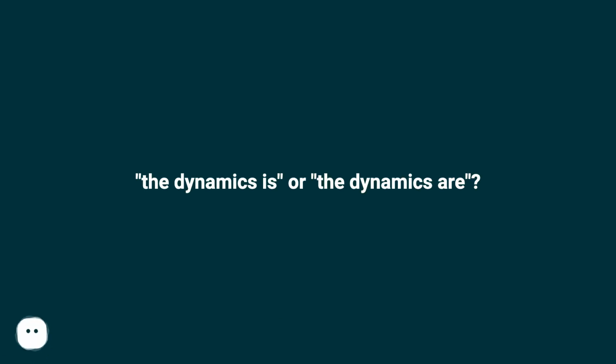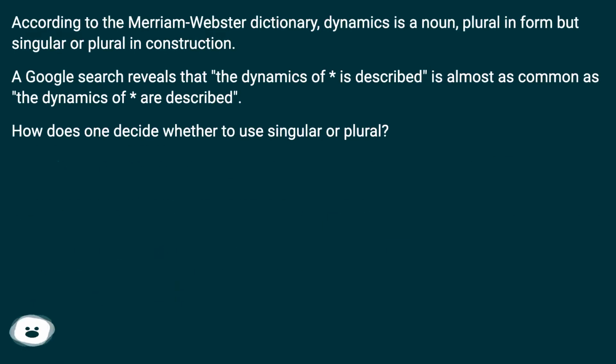Is it "the dynamics is" or "the dynamics are"? According to the Merriam-Webster dictionary, dynamics is a noun, plural in form, but singular or plural in construction. A Google search reveals that "the dynamics of * is described" is almost as common as "the dynamics of * are described." How does one decide whether to use singular or plural?